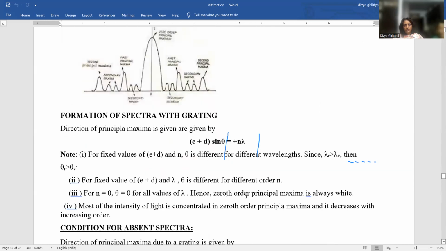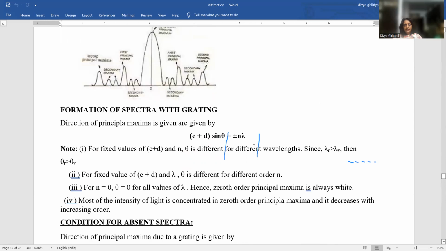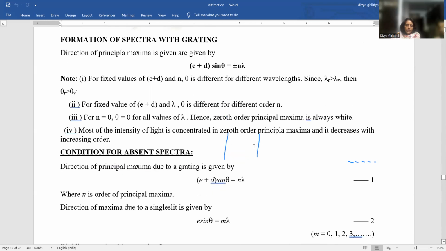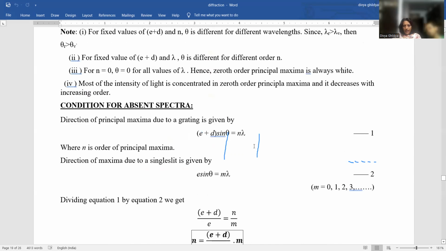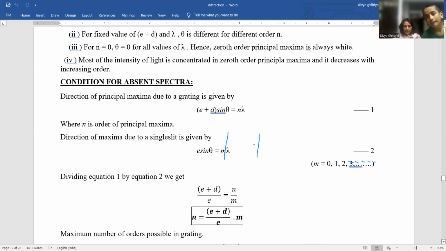Formation of spectra with grating: (e+d) sin theta equals plus or minus n lambda. Now, the condition for absent spectra in a grating. At times, certain colors are not observable in a grating. So how do we find that condition?